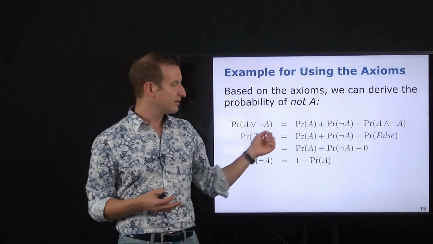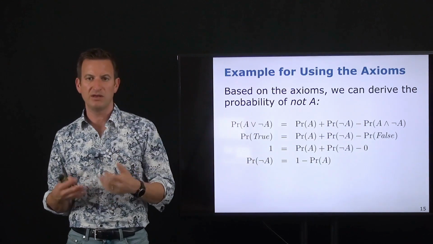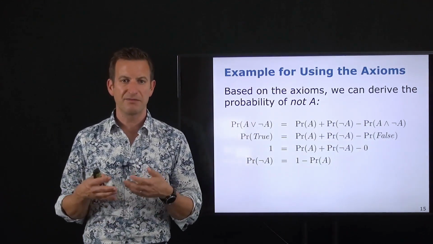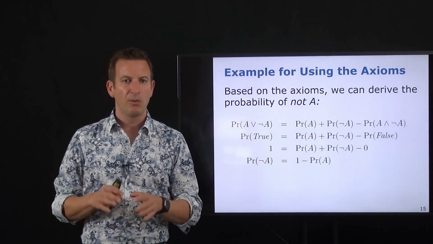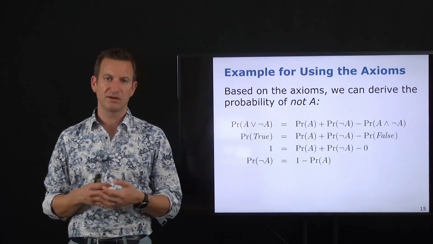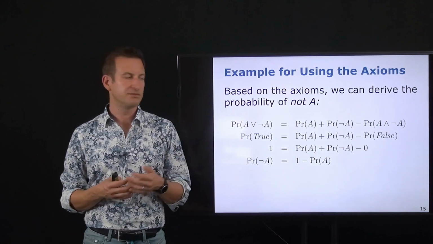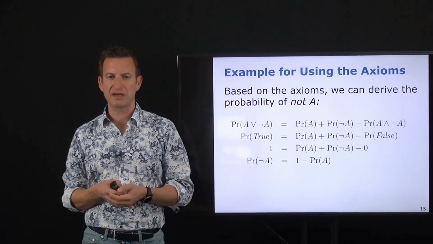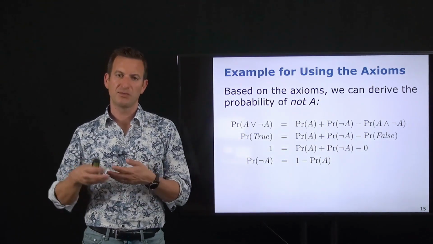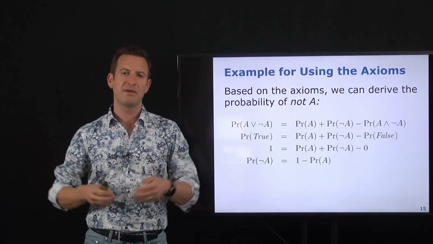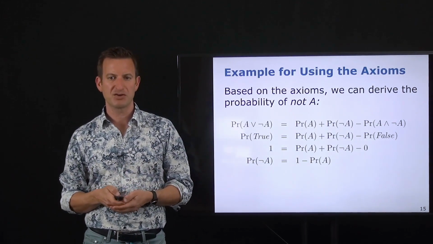And similar to this example over here, we can use those axioms to derive different statements. We don't dive further into the details, but I just want to show you that basically everything in probability theory follows from those axioms. And we can use those axioms to derive all the different quantities and build up everything step by step on each other.